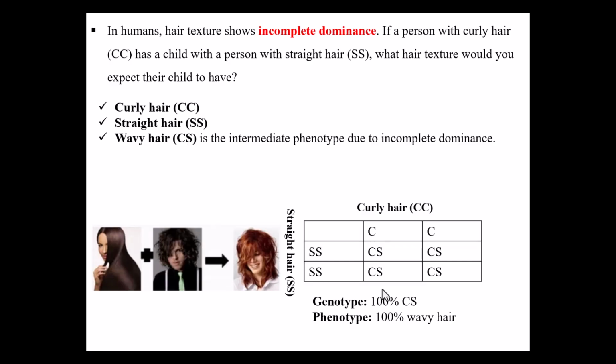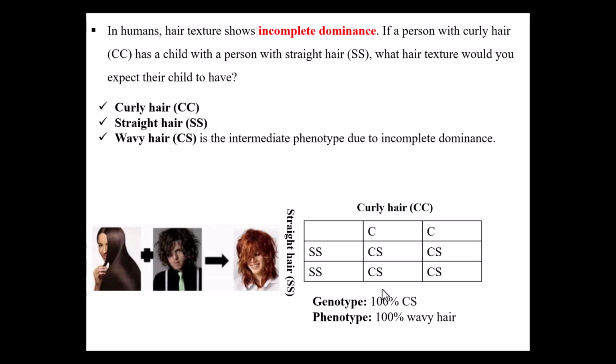In another example, we have human hair texture, which shows incomplete dominance. If we look at the figures, the mother has straight hair, the father has curly hair, and the baby, their child, will have wavy hair. And you already know how we write the genotype and phenotype.